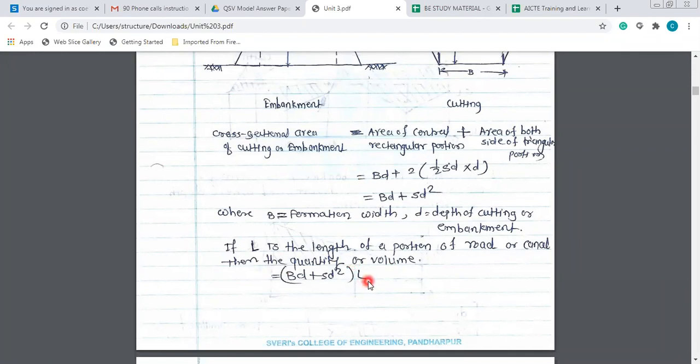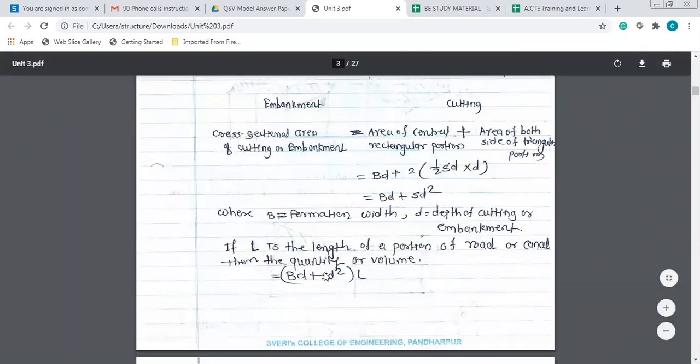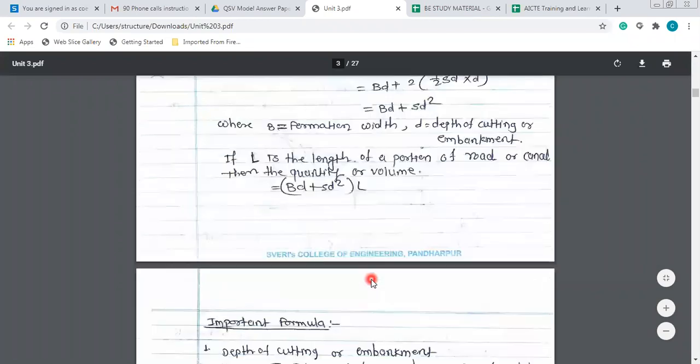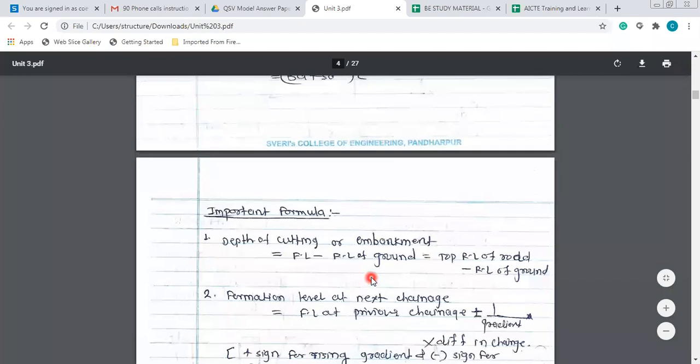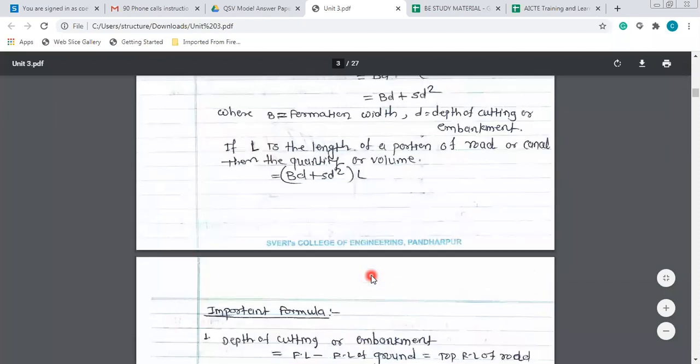Okay, now what does this volume represent? This volume is nothing but what is required for your earthwork. Okay, that is required for your earthwork. So this formula we have to use, that is BD plus SD square multiplied by L. Okay, BD plus SD square multiplied by L.